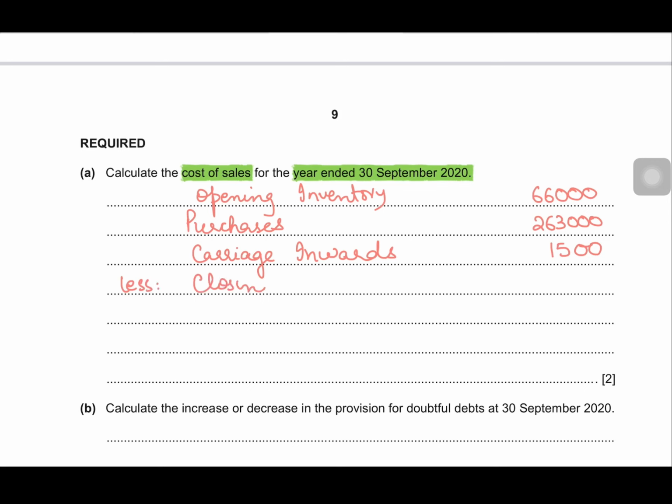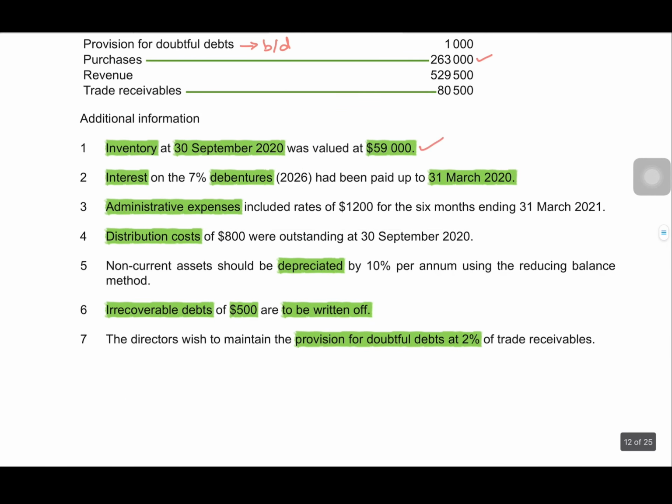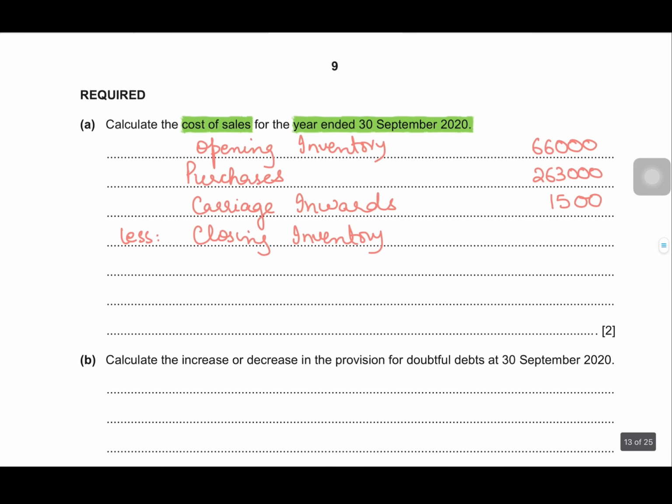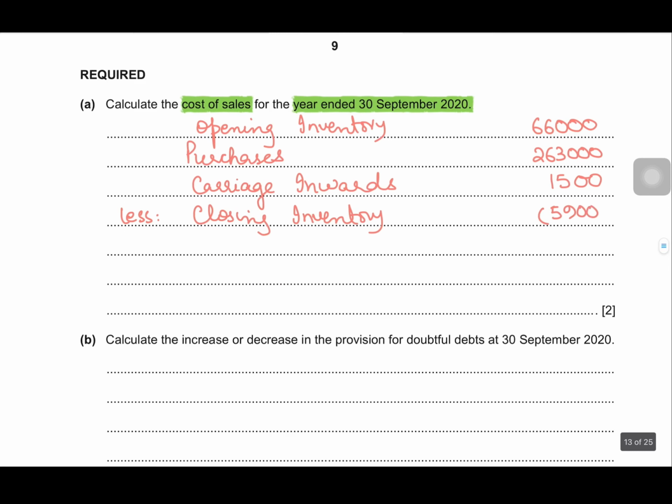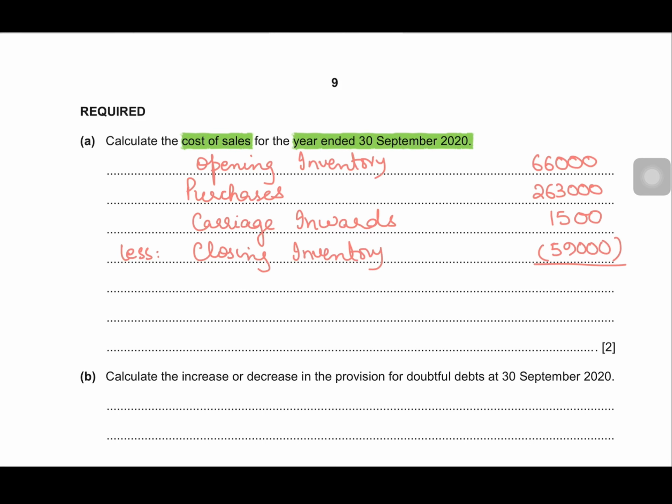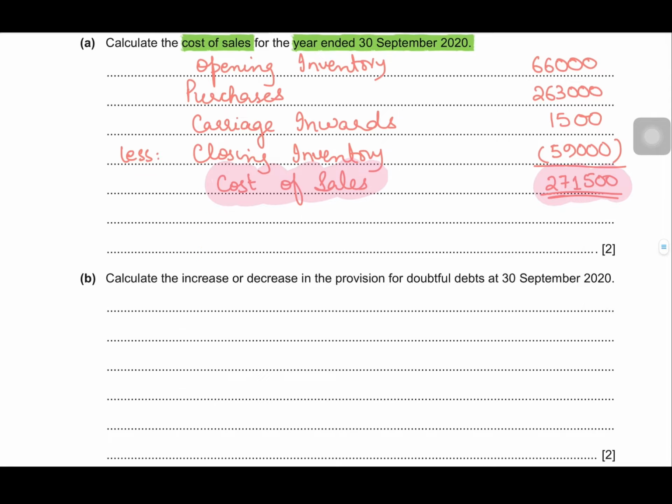So less closing inventory, and this is given in adjustments. This is $59,000. So less $59,000, right? So the cost of sales will be $271,500 is the cost of sales for the current year, right? Easy 2 marks. Let's move to part B now.